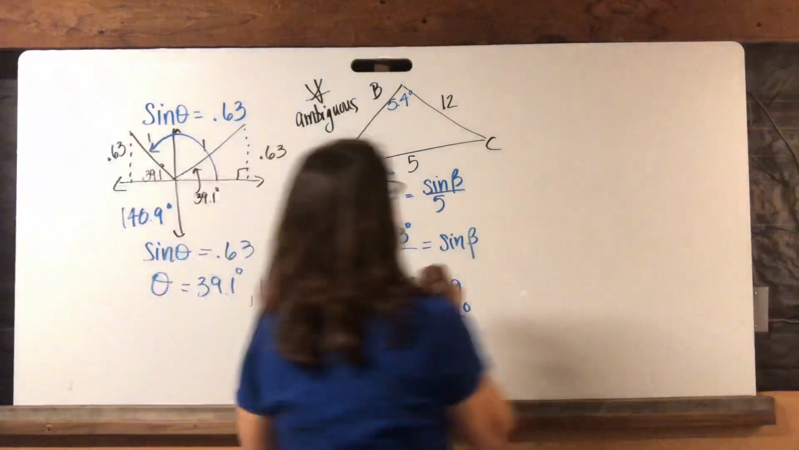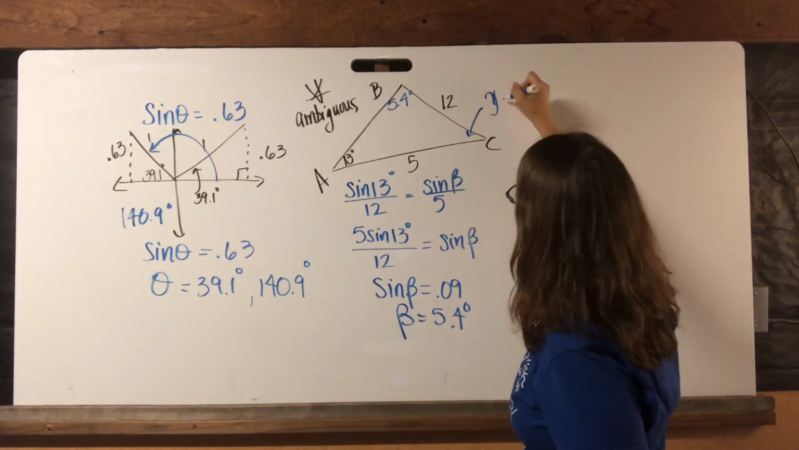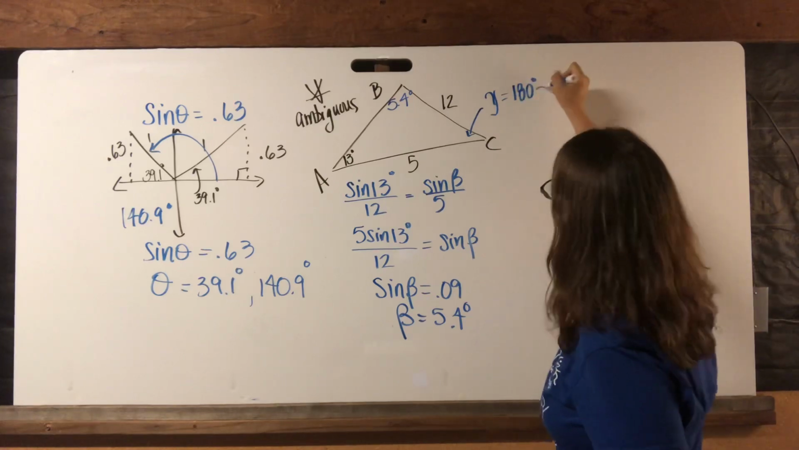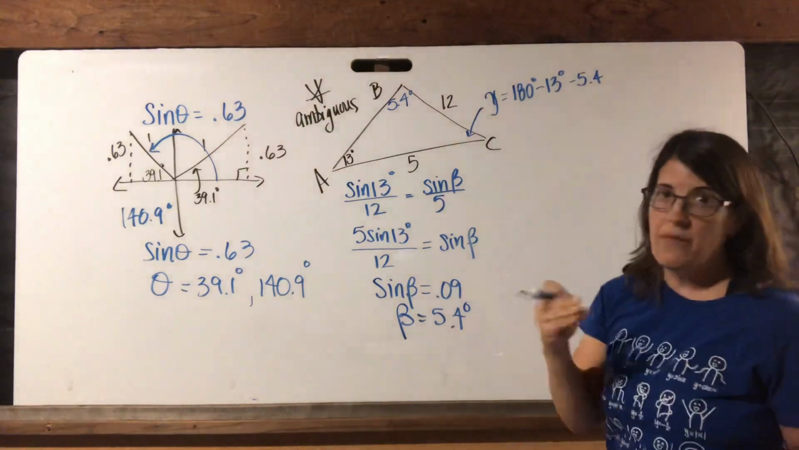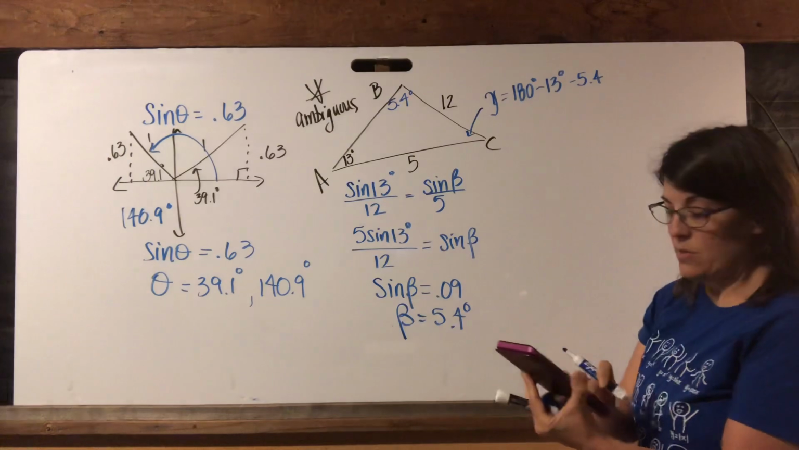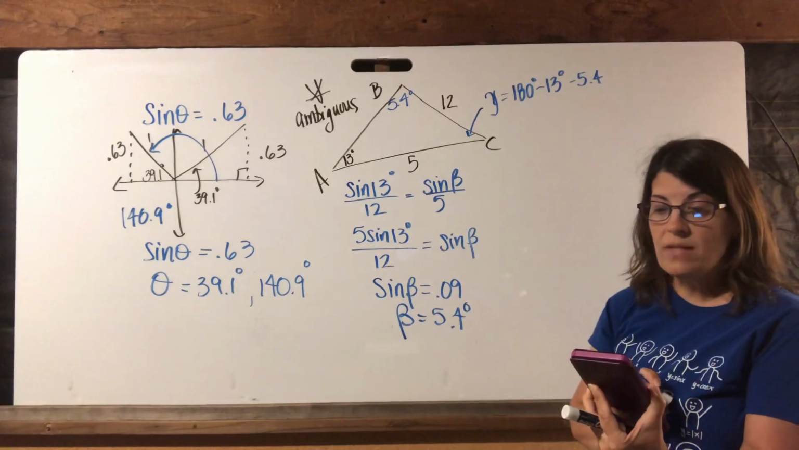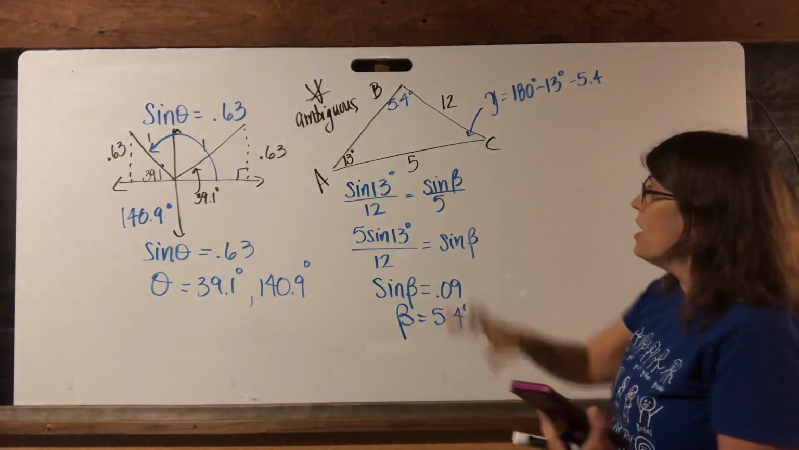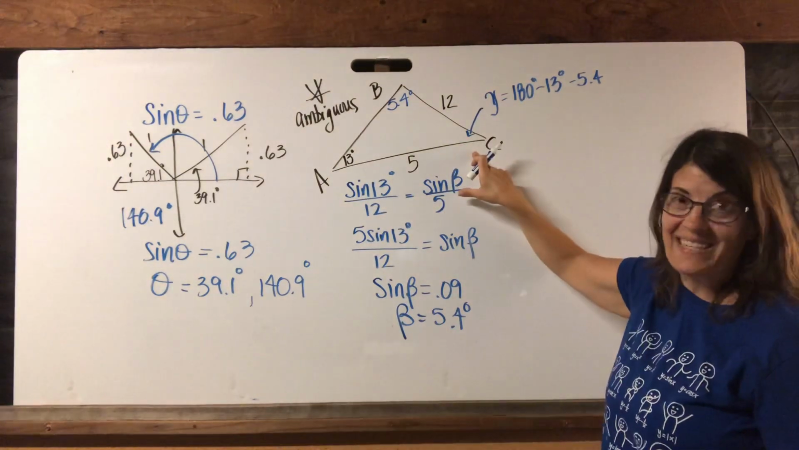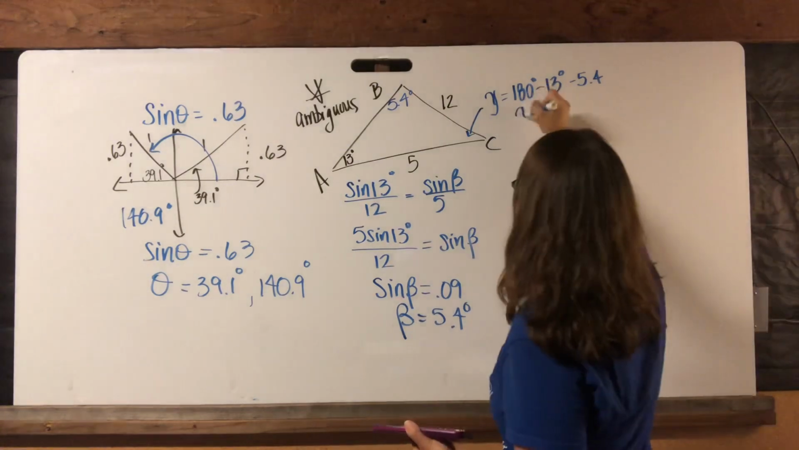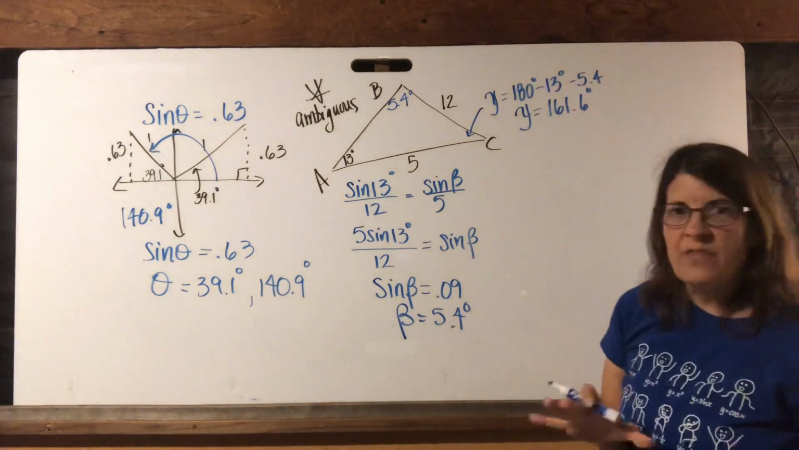Okay, so we can find the third angle. We can find gamma. So gamma is 180 minus 13 minus, it's not 5.4. It's the number that's in my calculator. So 180 minus 13 minus the previous answer, 161.62. My triangles are never drawn to scale. Obviously, this angle is not 161.62. So gamma is 161.6. Nearest tenth is fine.